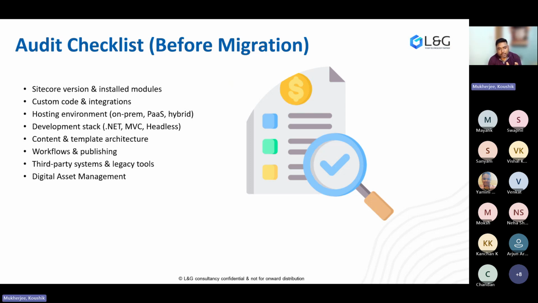So we need to check where the production environment is hosted. For the development stack, we need to check whether we are using MVC or headless architecture. If we are using headless architecture with Sitecore JSS, the migration mainly involves front-end development. If we are using React for the headless architecture, it will definitely help you migrate your front end from the existing XP to XM Cloud.